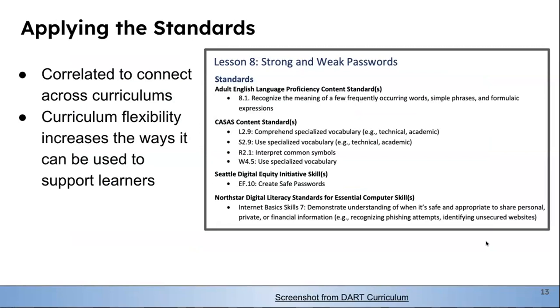This is really great because sometimes you see the explanation in one set of standards for the objective, and you're not quite sure how that fits for your class or what you might need to adapt. But just by looking at the other sets of standards for correlations, it really increases the flexibility of the curriculum as you see, oh, well, this particular objective might not be what my students need, but if I look over in the CASA's content standards, or I look in the Seattle digital equity standards, that helps me to understand how to better use this lesson to support my class.